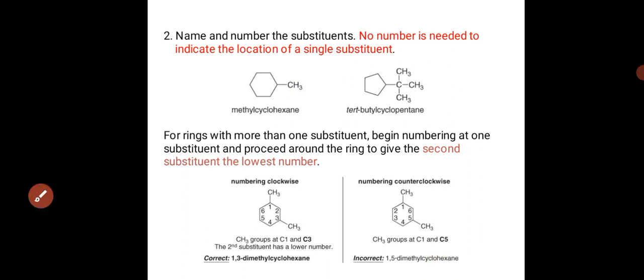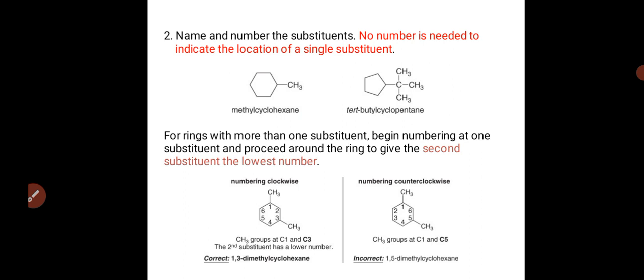So look at this one. If you number the methyl first, 1 2 3 4 5 6, at carbon 1 we have methyl, and at carbon 3 we also have methyl. So the name is 1,3-dimethylcyclohexane. But if you follow the other direction, anticlockwise, we have 1 2 3 4 5 6. At carbon 1 we have methyl, and at carbon 5 we have methyl. So we have 1,5-dimethylcyclohexane.